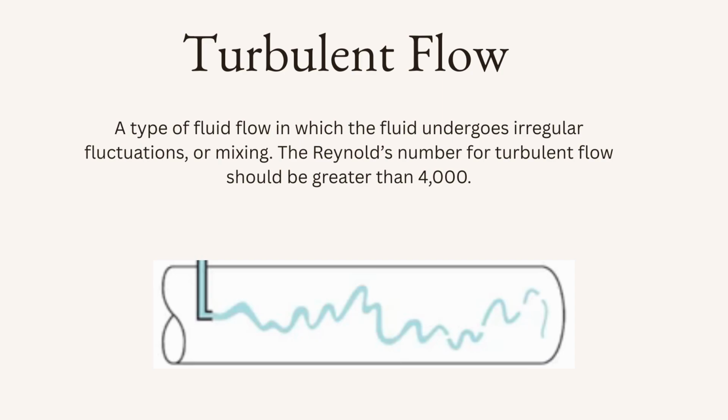Turbulent flow is a type of flow in which the fluid undergoes irregular fluctuations or mixing. The Reynolds number for turbulent flow should be greater than 4,000.